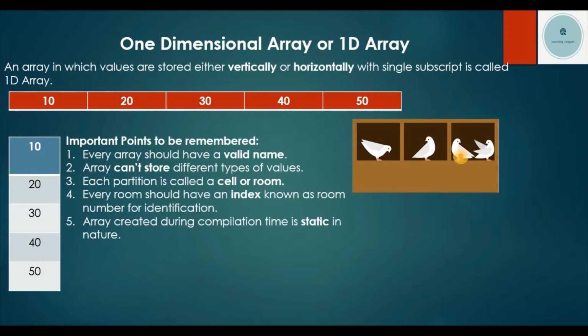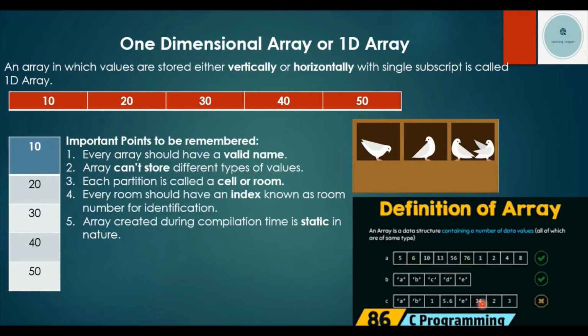Why is this pictorial representation not valid? Because the rule says that one block or one room should have only one value. Here the pigeons are the values. Suppose a room consists of more than one value in the same room, then it is not a valid array.